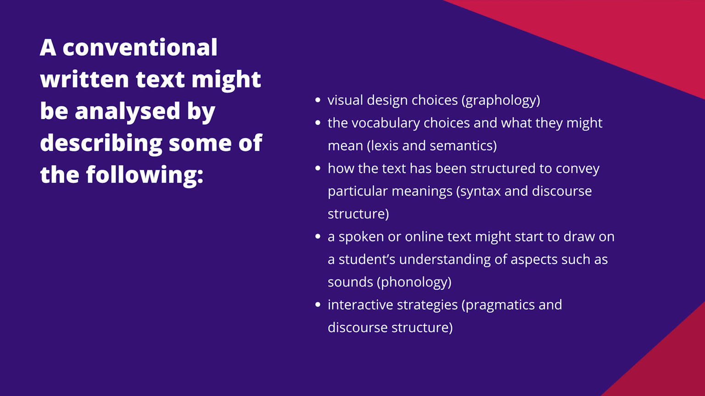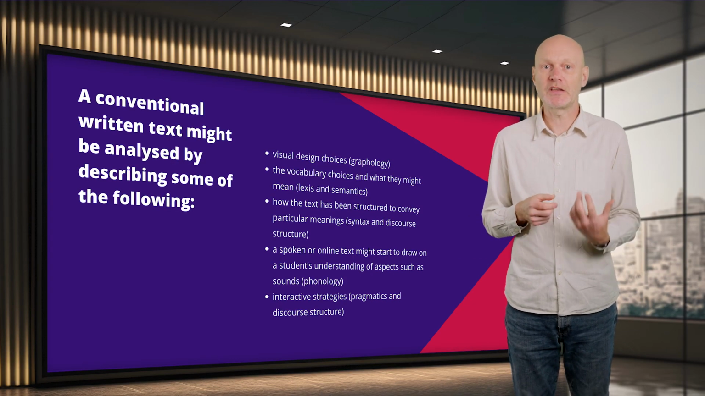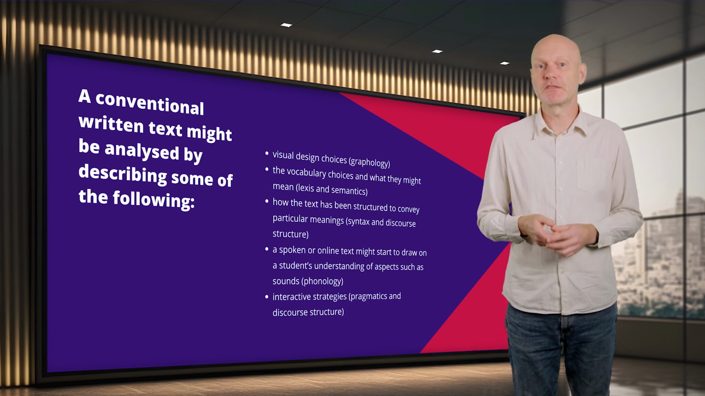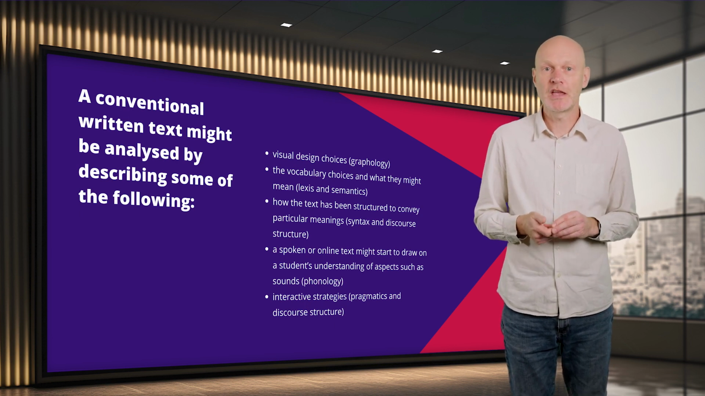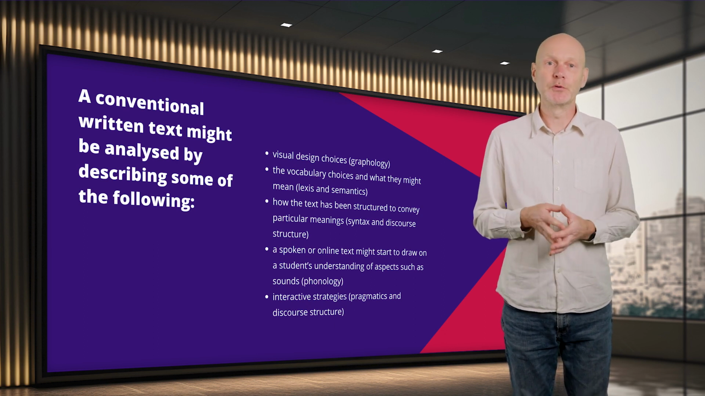So, a conventional written text might be analysed by describing some of the visual design choices, the graphology, the vocabulary choices, the lexis and the semantics, for example, and what those might mean. How the text has been structured to convey particular meanings, so that would be the syntax and the discourse structure. Maybe with a spoken or online text, students might start to draw on their understanding of aspects such as sounds, so phonology, and interactive strategies, which might be termed pragmatics and discourse structure. Analysing a piece of 20th century prose from a newspaper is probably going to be quite different to analysing a series of WhatsApp messages in a group chat, but the same assessment principles will be at work.